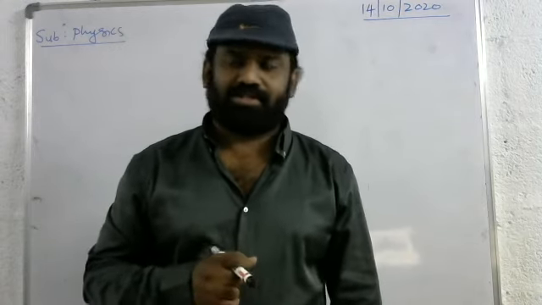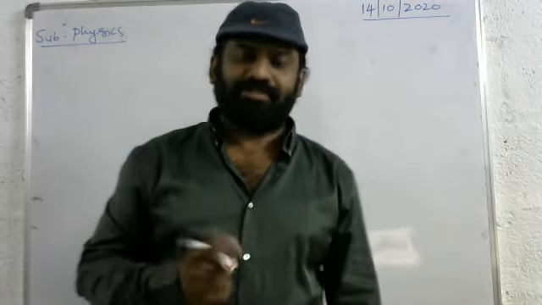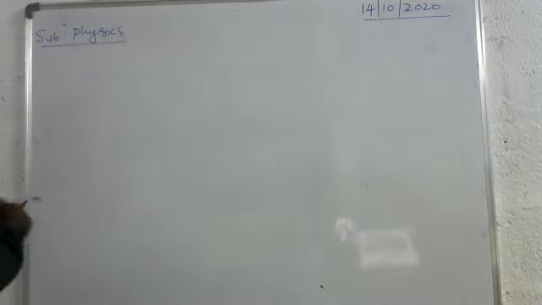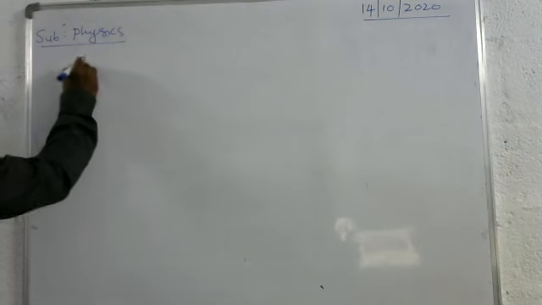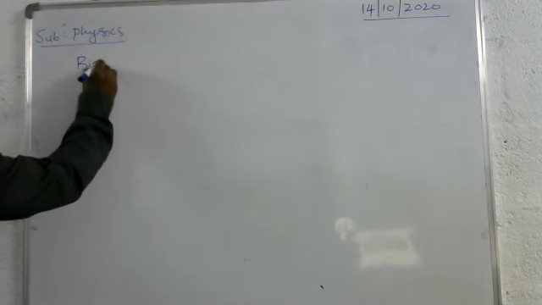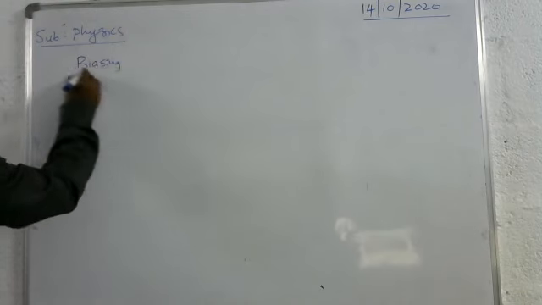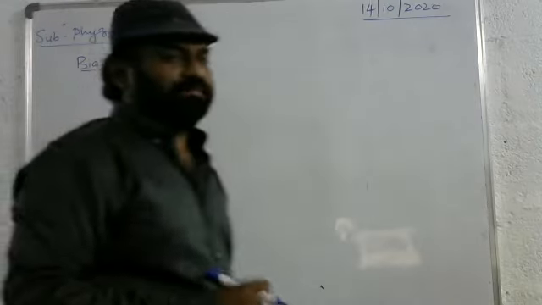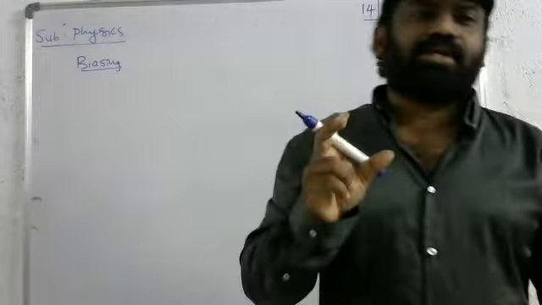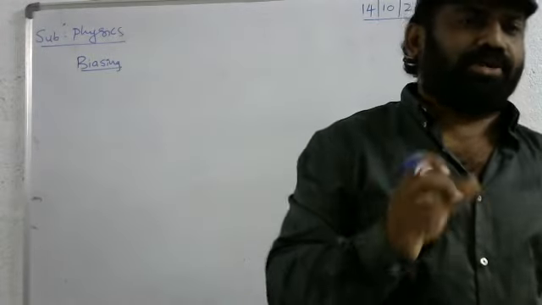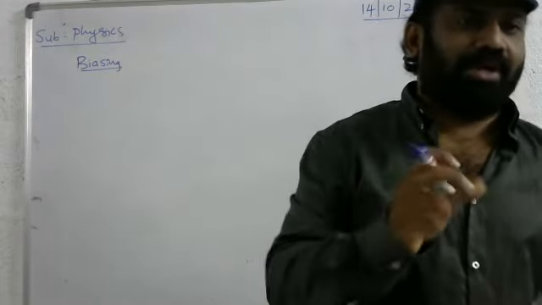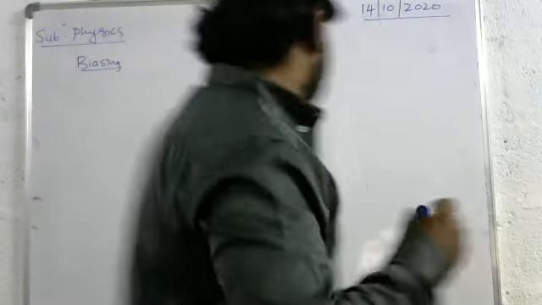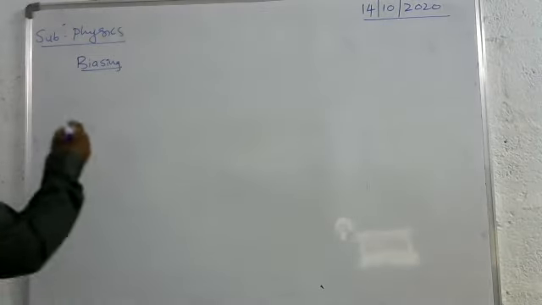In semiconductors we are at diode biasing. So now let us see what is meant by biasing. Biasing means proper connections should be given to the diode. That is called biasing. Here we have two types of biasing.